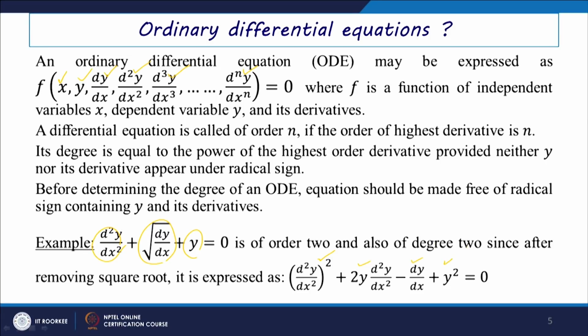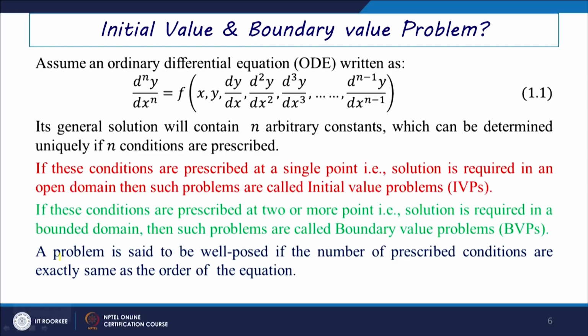Once it is radical free, we can see that the highest order term is d square y by dx square, and its degree we can consider as 2, which is the degree of this differential equation here. So, once this order and degree are known to us, we can go for the initial value and boundary value, where we can implement these values to get the solution of this equation.